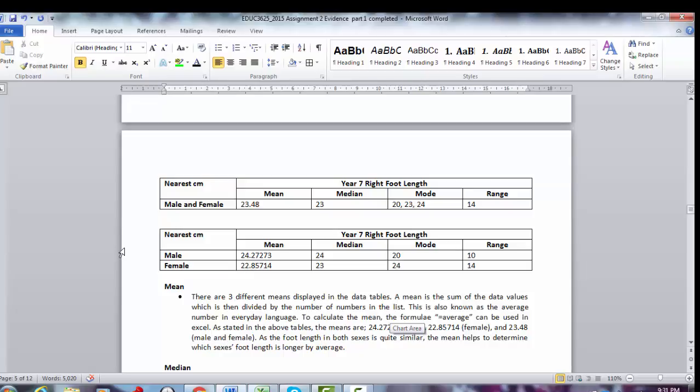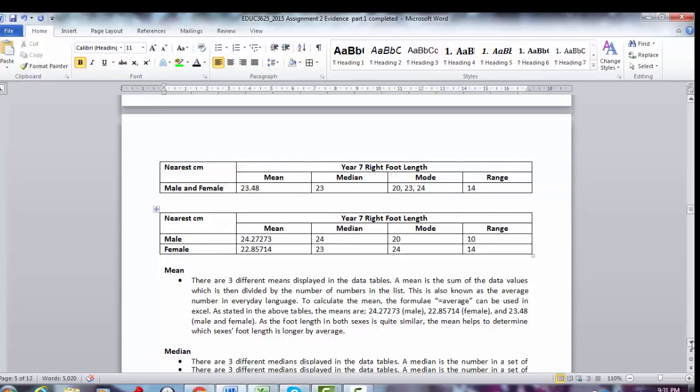Therefore, results from different methods of displaying data in the most suitable way show that boys have a slightly longer right foot length in centimetres than girls in Year 7. Surprisingly though, the difference is not as large as what was predicted before collecting the data.